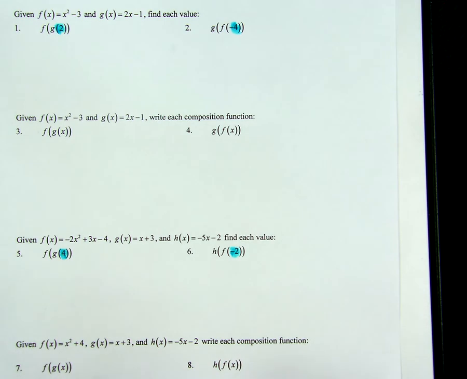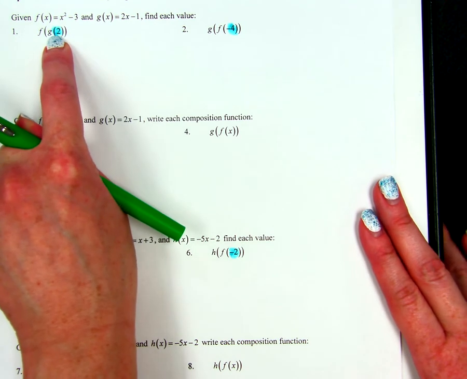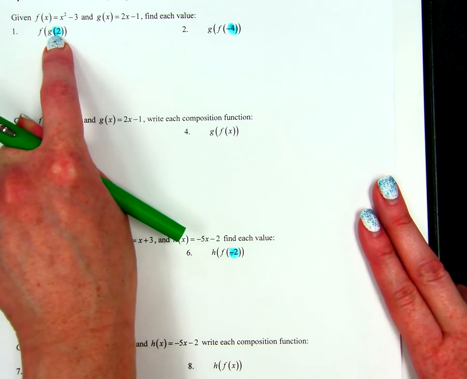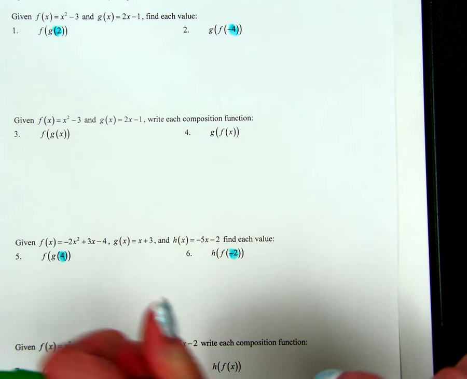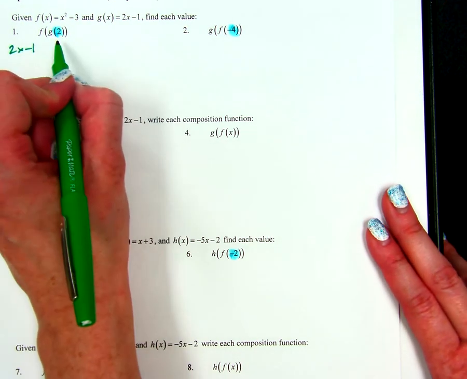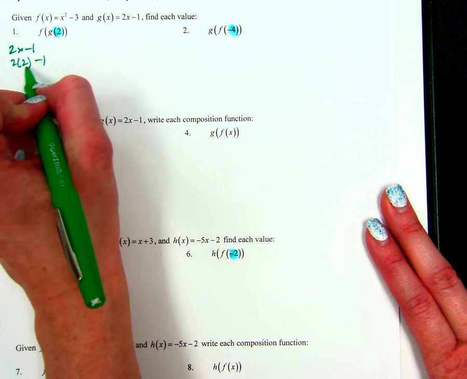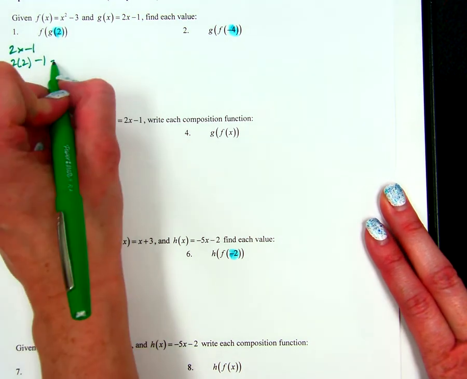We're actually going to work kind of backwards, from right to left. So you're going to take the 2 and put it into your g function, your g of x. You start with 2x minus 1 and put that 2 in there. So we'll have 2 times 2, which is 4, minus 1, so that gives us 3.